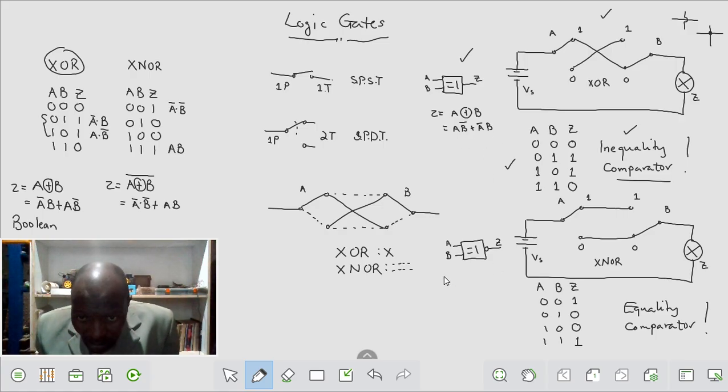Now for the equality comparator, they must both be equal. If A is low, B must be low, or if A is high, B must be high. That for me was a little bit easy, but I hope you also follow and you are happy.